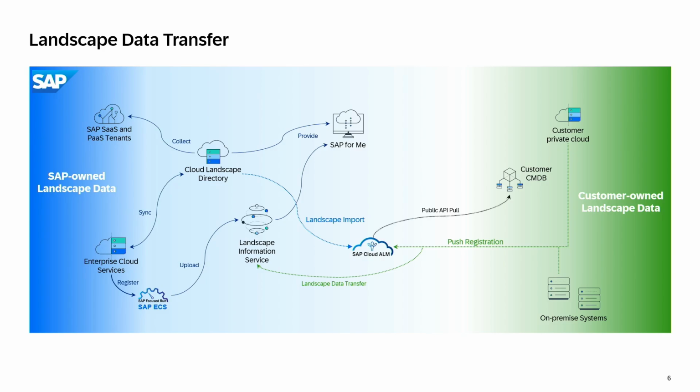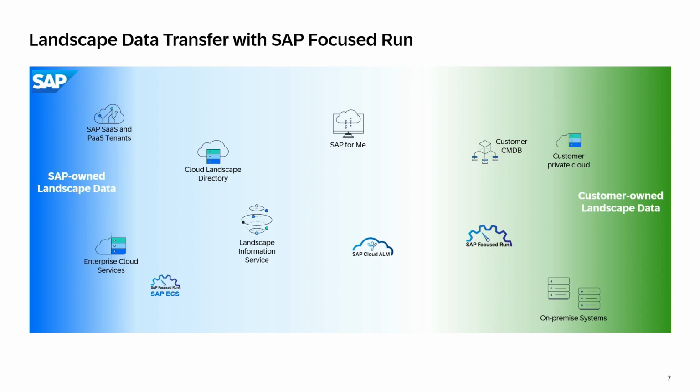So you can also get this data out. If you have a customer CMDB, you can actually get this information via our public API pull. The next slide is basically pretty much the same, so I will be a little bit quicker here. The only difference here is we also have SAP Focused Run. SAP Focused Run, for those who do not know what it is, is a monitoring application. It's an on-premise system, yeah, which you can use to really run operations in your system.